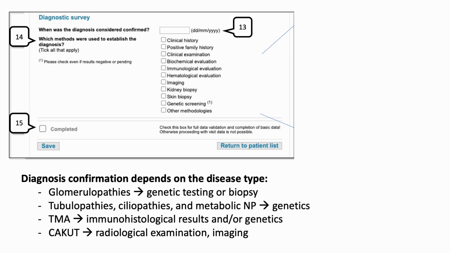In some cases, a genetic diagnosis may only be established years after the initial clinical diagnosis. In this situation, it may be appropriate to use the earliest clinical valid confirmation date depending on the available evidence. If there is any uncertainty, it is always recommended to consult a referring physician at your ERKReg center for clarification.